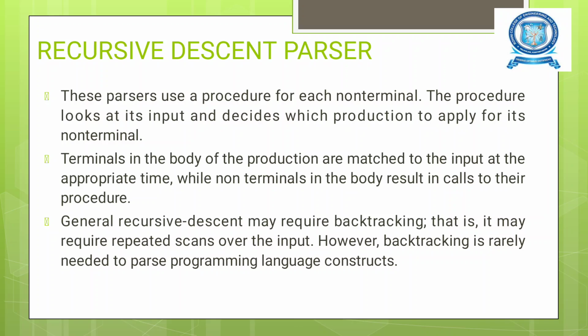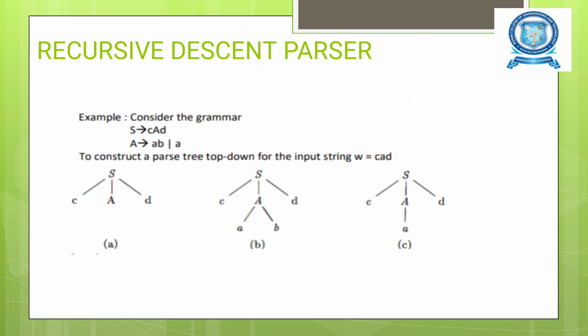General recursive descent may require backtracking. That is, it may require repeated scans over the input. However, backtracking is rarely needed to parse programming language constructs. Actually, we get the results by repeated scanning. So we reach the definite results by using the backtracking concept. Recursive descent parsers support the backtracking concept.